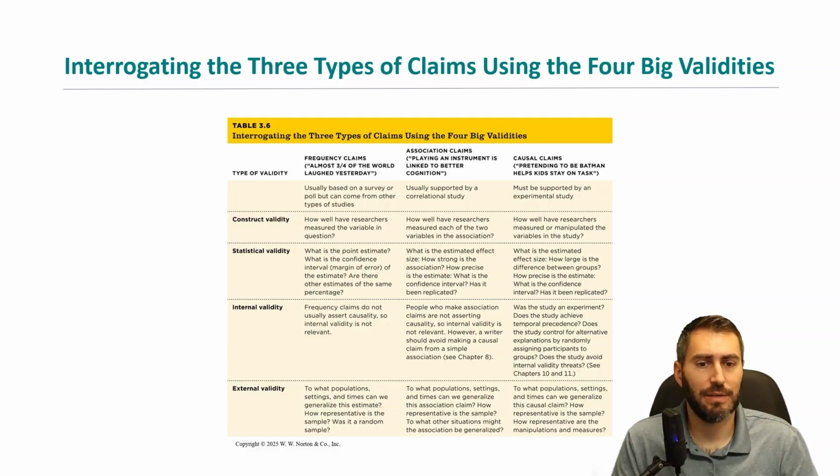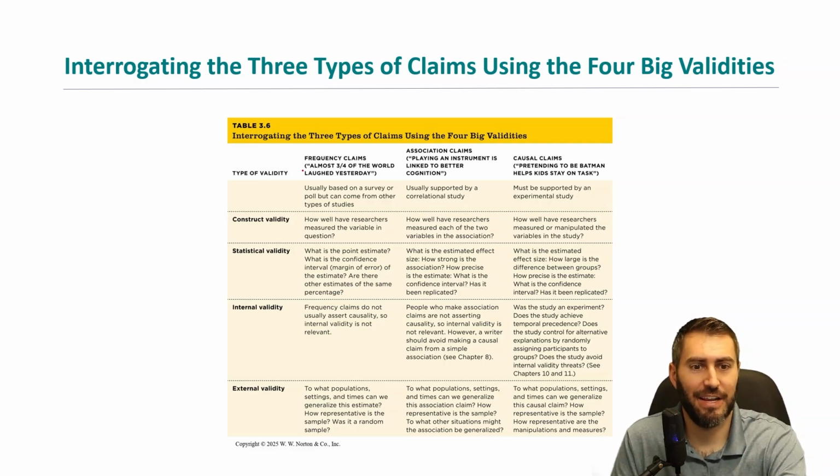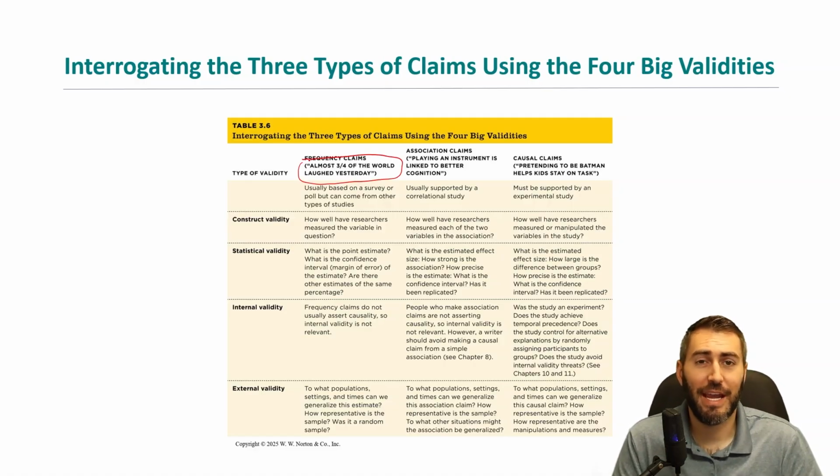So when we look at some frequency claim, are we assessing everyone and saying this is the frequency? In this case, we have almost 3/4 of the world laughed yesterday. This is the frequency claim in our example. And so obviously we can't measure every single person in the world, so we have to measure some smaller group of people. And is that statistical validity? Are our statistics showing that this is the case with the group that we measured?